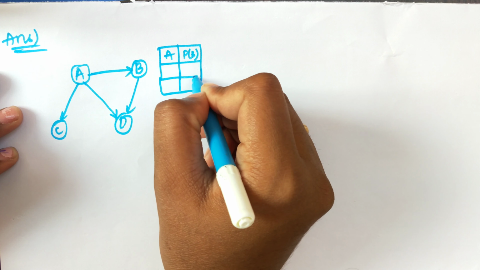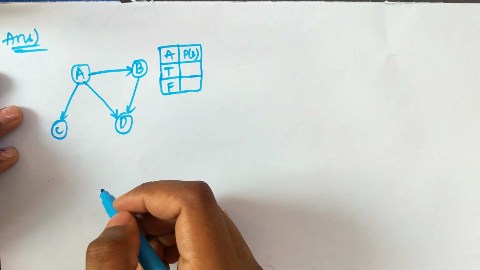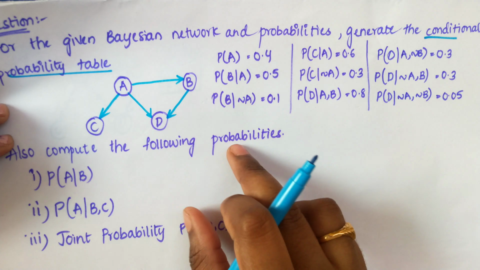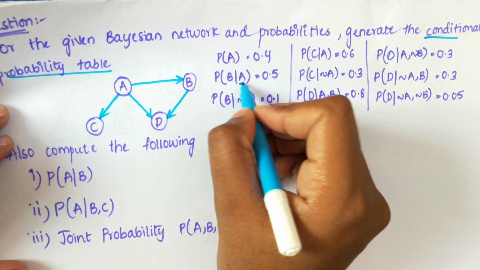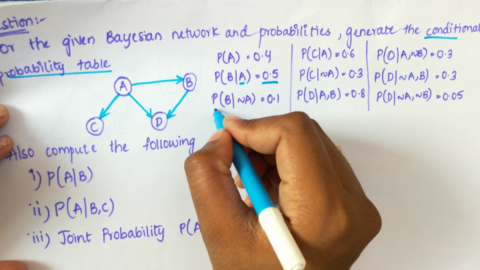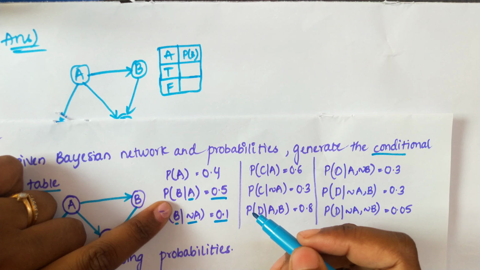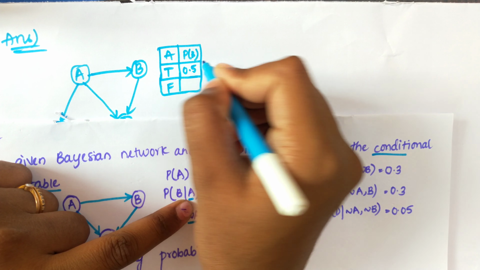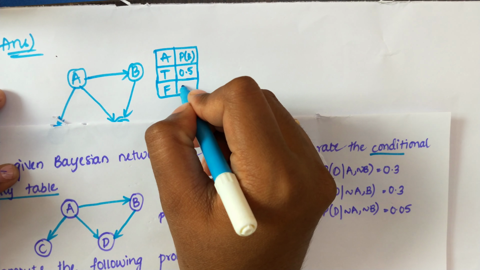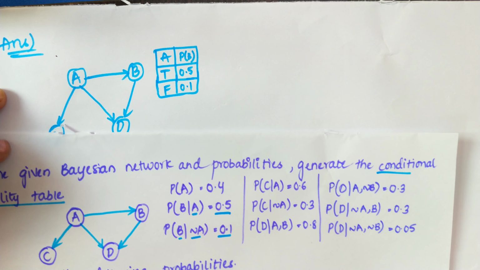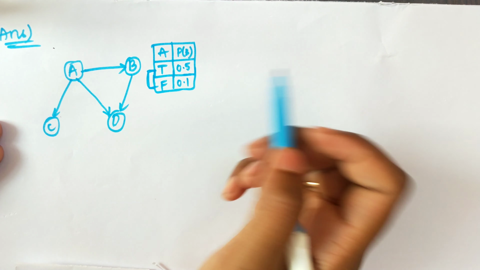For a single variable, there will be 2 conditions, whether A can be true or A can be false. So here in the question they have given probabilities, right? So P of A is 0.4. P of B, if A is true, then probability is 0.5. Probability of B, if A is false, is 0.1. These values should be written here. Because B is dependent on a single variable, it has only 2 conditions.